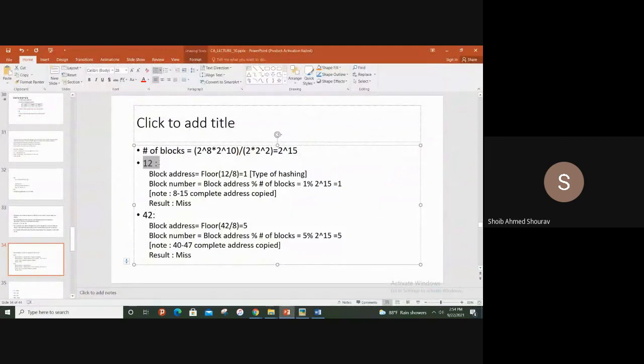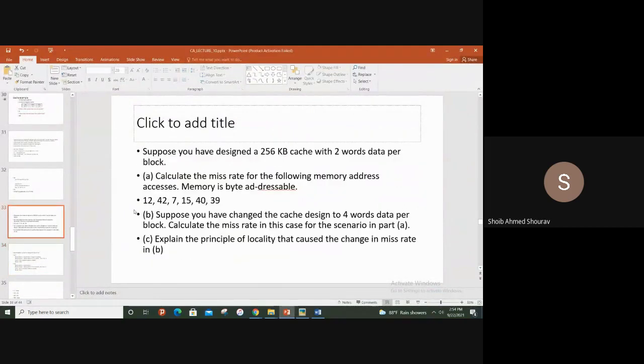Now we have to find out whether 12 is a hit or miss, because we have to find the hit rate, miss rate actually. We have to calculate the miss rate for these memory address accesses: 12, 42, 7, 15, 40, 39. Memory is byte addressable.